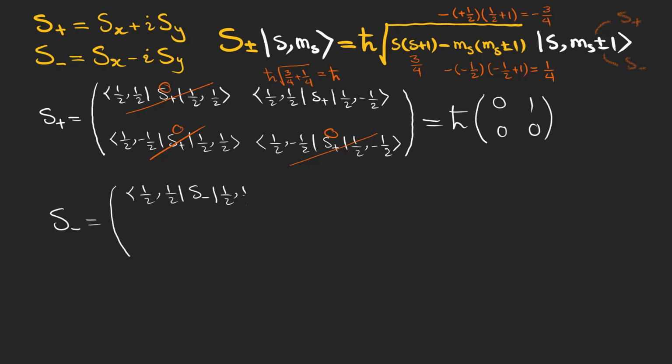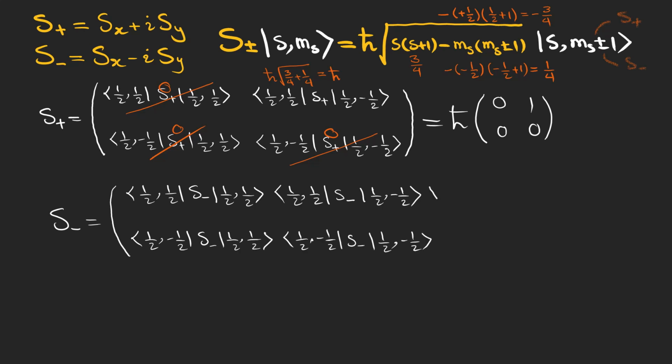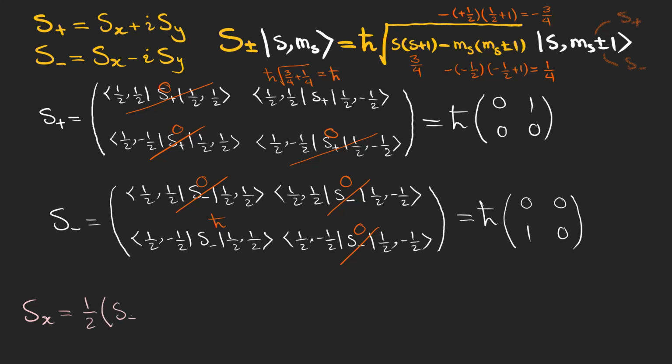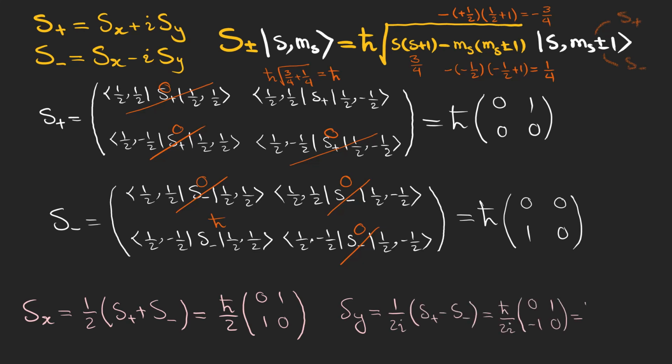We can do the same thing for the lowering operator. These 3 elements are 0, and this is the only non-zero element. This is the corresponding matrix for the lowering operator. To find the x component, we can add the 2 operators we just talked about, and for the y component, we can subtract them. Pay attention that in the last step, we have used this identity.